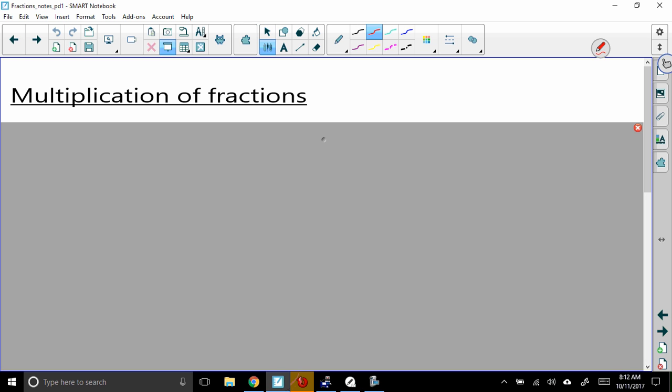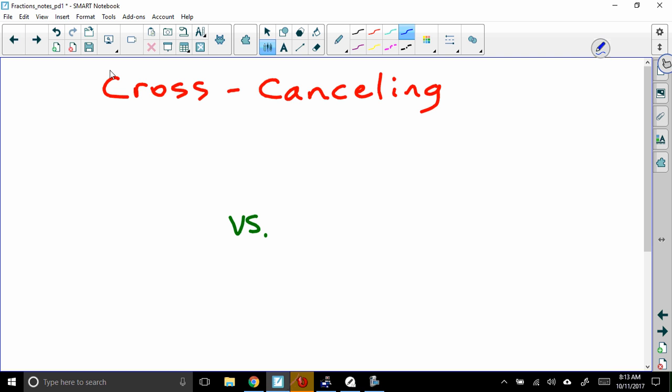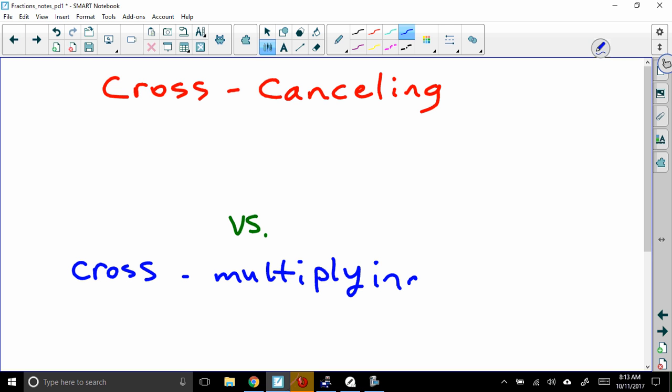Okay. So before we talk about multiplying fractions, what I'd like to talk about are two phenomena that people often confuse. And I don't know if that should have one L or two. So if it's supposed to have two L's, I'm sorry. But cross-canceling, as opposed to, or juxtaposed with, cross-multiplying. Those two ideas, a lot of people, I think, sometimes confuse them.